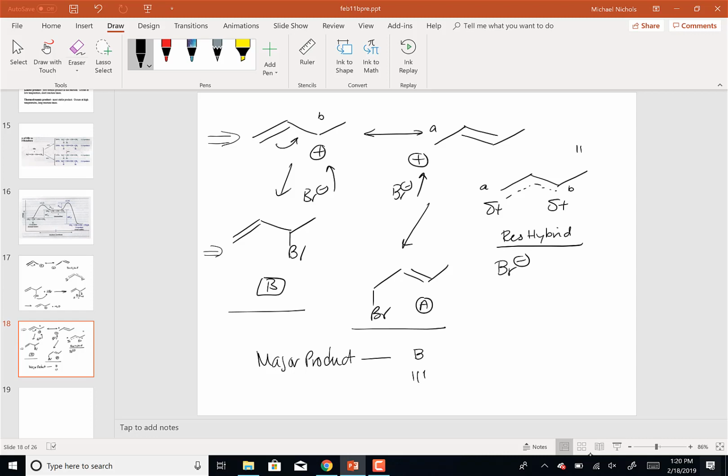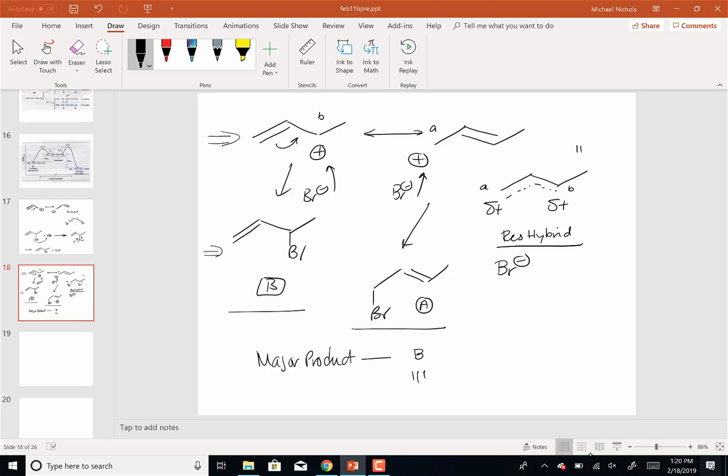It's going to depend on the energy. It's also going to depend on the reaction time. So the answer to the question, which one is the major product, is: it depends. Because I have two things that are fighting against each other here: the stability of the intermediate and the stability of the product.